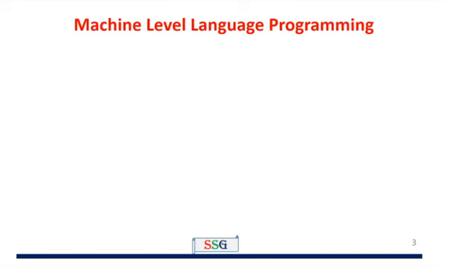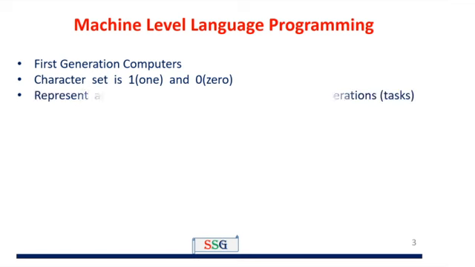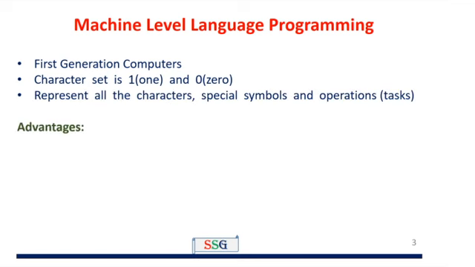First one, machine level language programming. It is mainly used from the first generation. It is used only in first generation computers. Here the character set is 1 and 0. By using the numbers 1 and 0, we can represent all the characters, special symbols and operations. That means all the inputs and the processing are represented by only 1s and 0s.